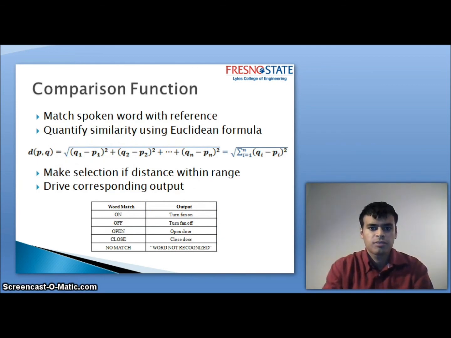We have our comparison function, which compares the incoming word to one of the reference fingerprints. All the Q values represent one word, and all the P values represent another word. It subtracts the values, squares the difference, and takes the square root of it. Then, depending on whether the difference is within the threshold value, it would detect whichever word is closest to the threshold. If there's no match, then it will display the message on the LCD that says no match.